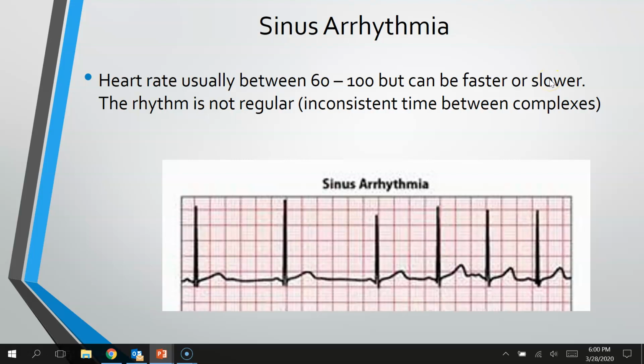So there's something else that's called sinus arrhythmia. So we have a heart rate that's between 60 and 100. It can also be a little faster, a little slower. But the interval between the complexes is not the same. So remember when we just saw a normal sinus rhythm, we had the same amount of space between each of the complexes. Here we're seeing a long break, a longer break, a short one, very short. So this is just called sinus arrhythmia.